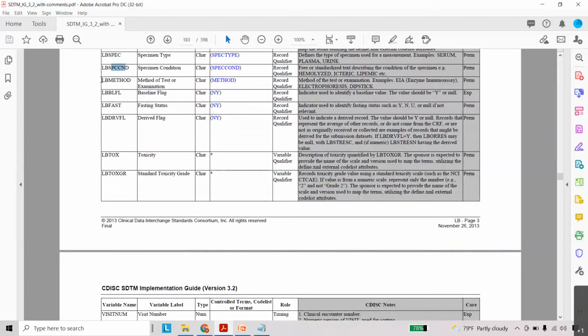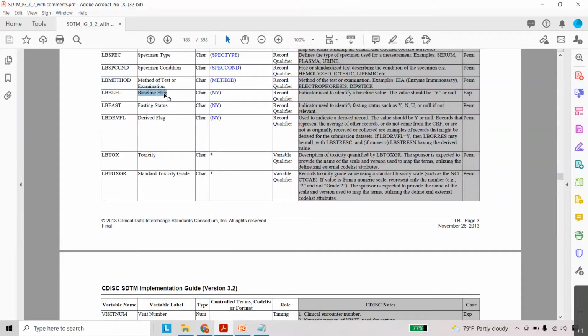Another variable we have is LBMETHOD, the method for the examination. It shows what type of method they are using for the particular test analysis. There might be different tests for every category, hematology, urinalysis, chemistry or some other category, and what type of analysis they are performing, that value we can see here, but it is a permissible variable.